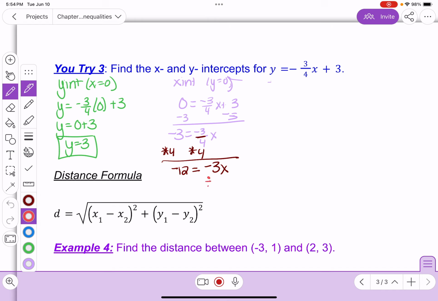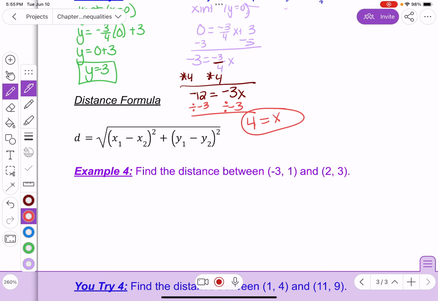Then, if I divide both sides by negative 3, x is alone. So negative 12 divided by negative 3 is 4. So 4 equals x. Now I have my x and my y-intercepts. All right.